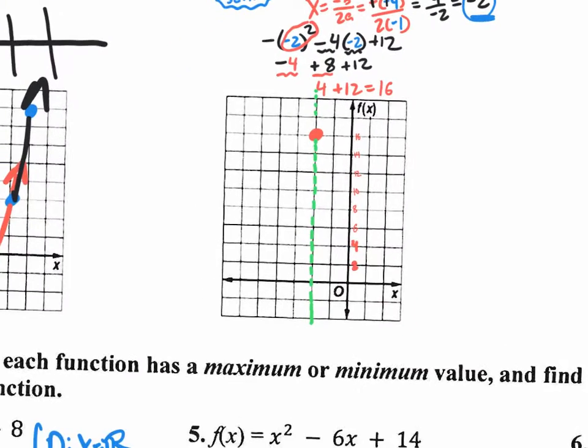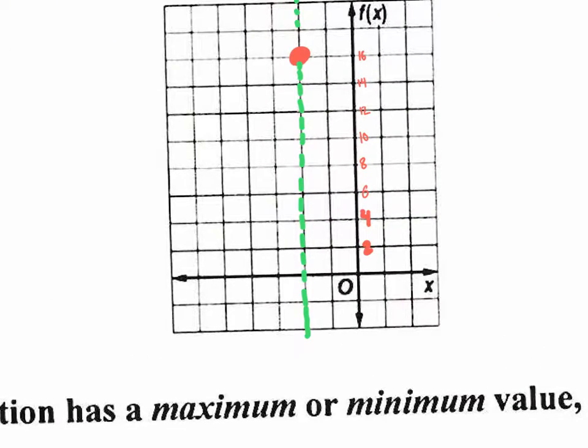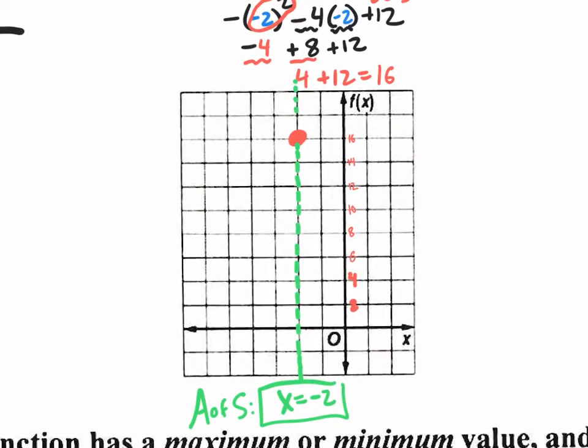And we're going to label that axis of symmetry because they asked for it anyway. The axis of symmetry is x equals the x value of your vertex, which happens to be negative 2. So this is the A of S equation. The axis of symmetry equation is x equals negative 2.